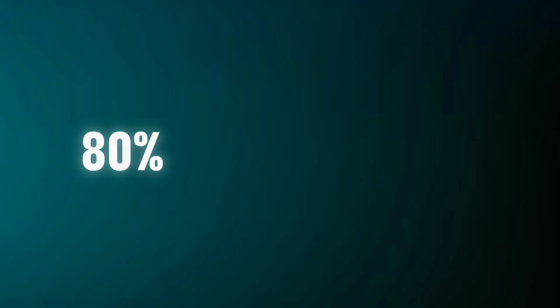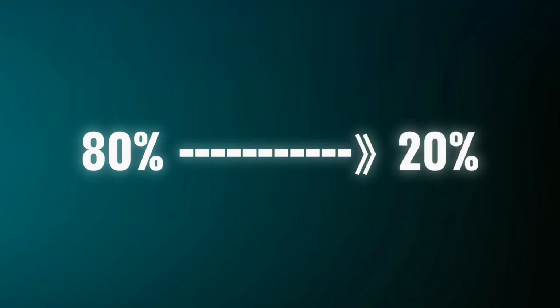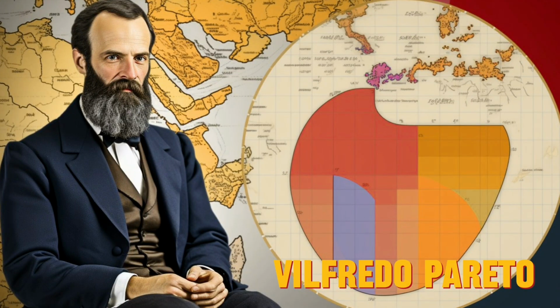I'm sure you have heard of the next one, the Pareto principle. It suggests that approximately 80% of the outcomes come from 20% of causes. It's used to prioritize efforts and resources. This principle is named after the famous Italian economist Vilfredo Pareto, who showed that 80% of the land in the Kingdom of Italy was owned by 20% of the population.